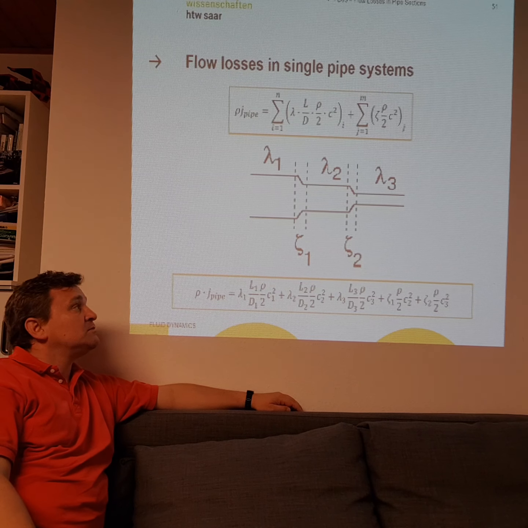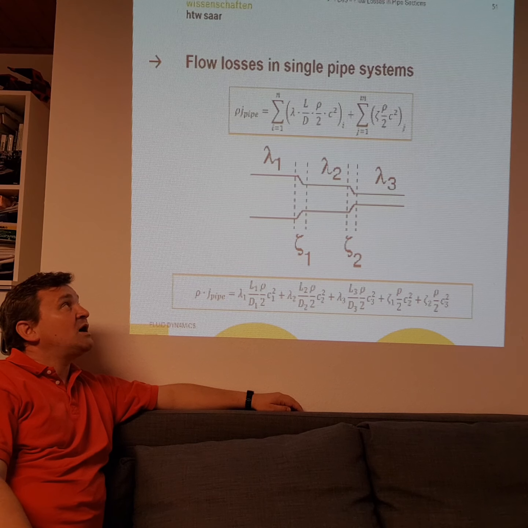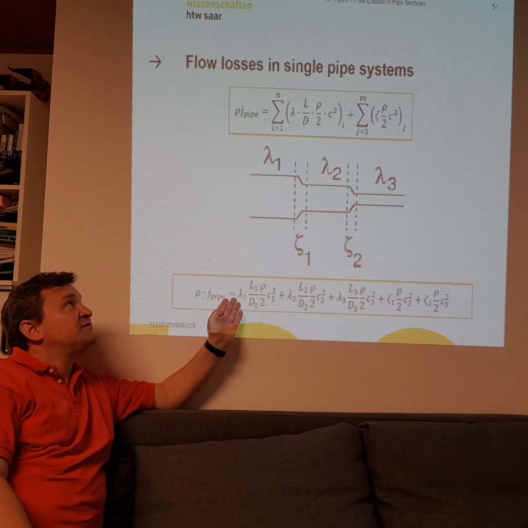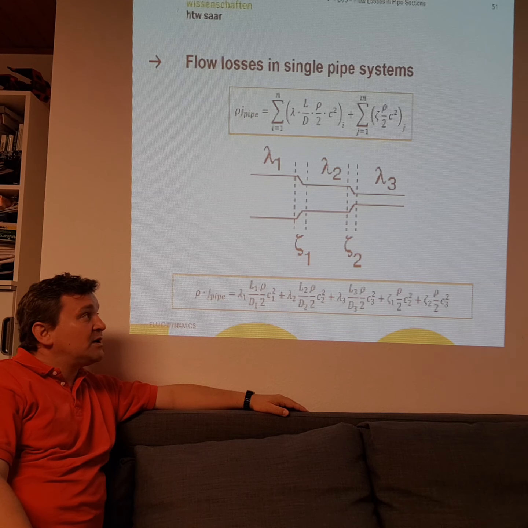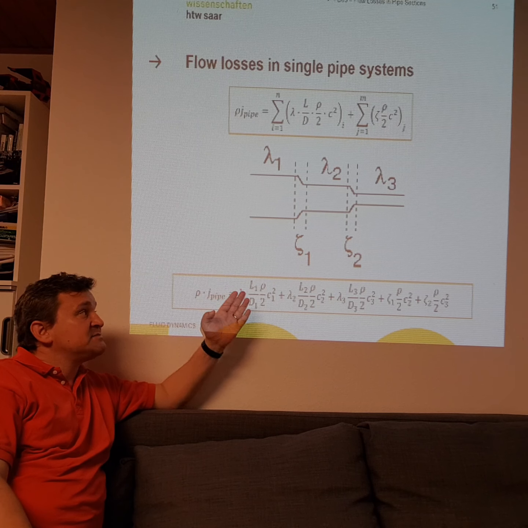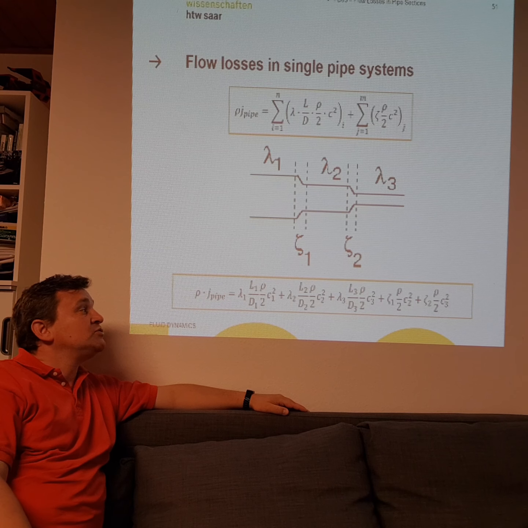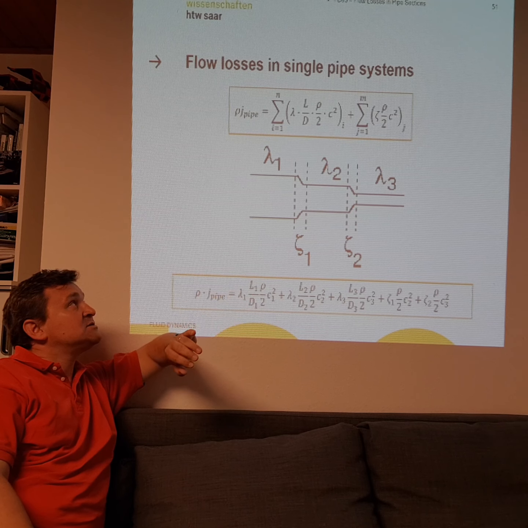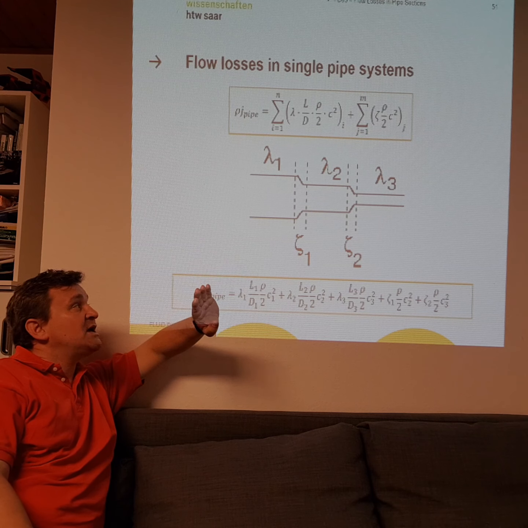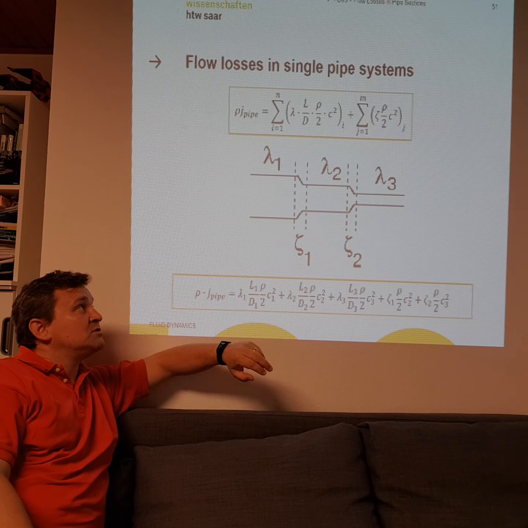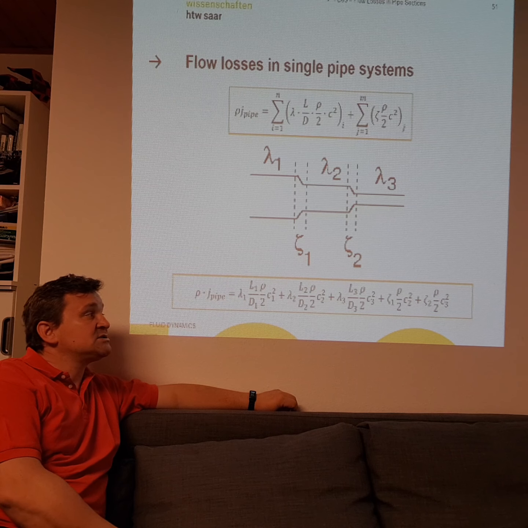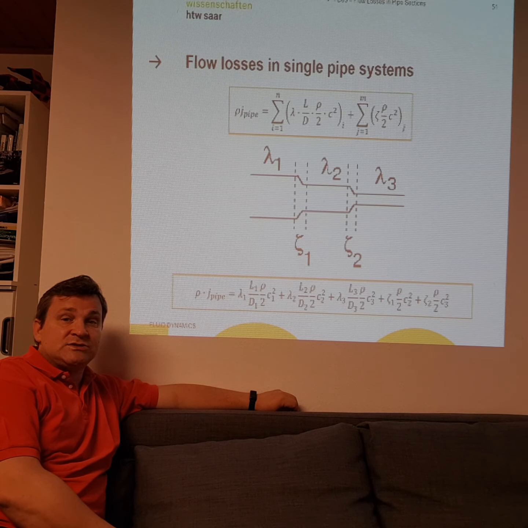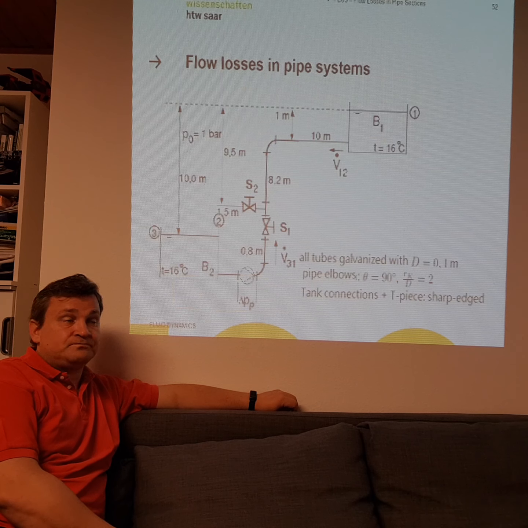Now, if you want to calculate different terms for the lambda, you just sum them up over the whole pipe. You have to collect them, you have to sum all the lambdas together for the special lengths, you have to sum up all the zeta values for the special lengths, and then you can calculate your pressure drop.